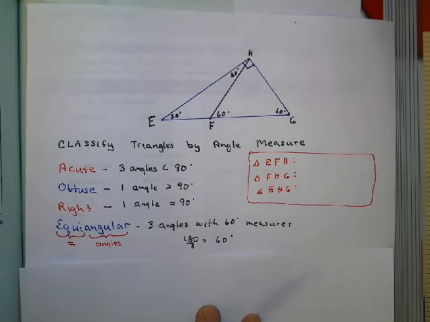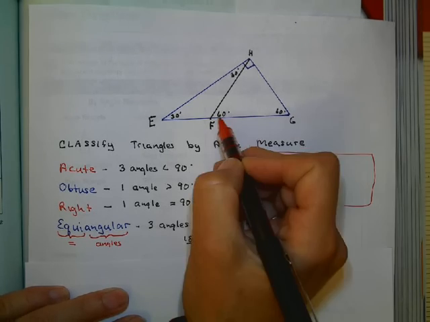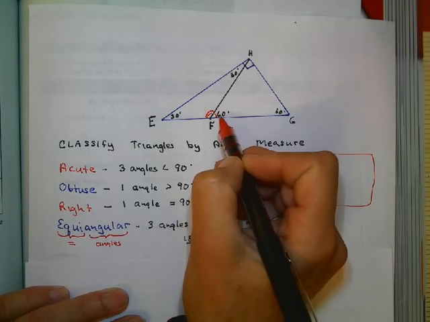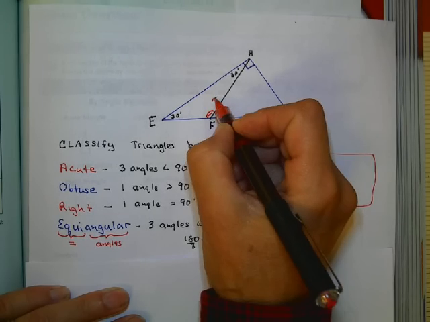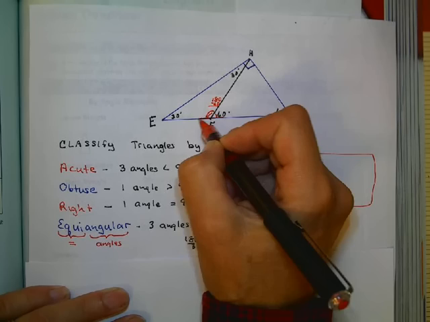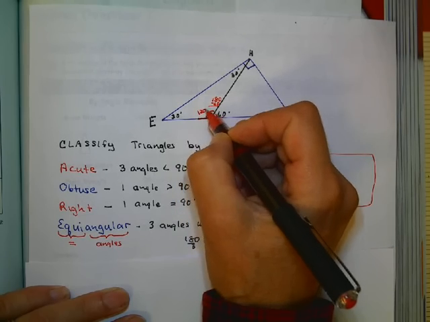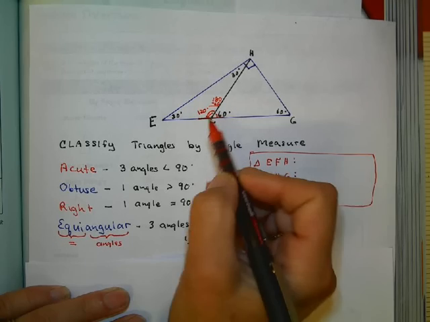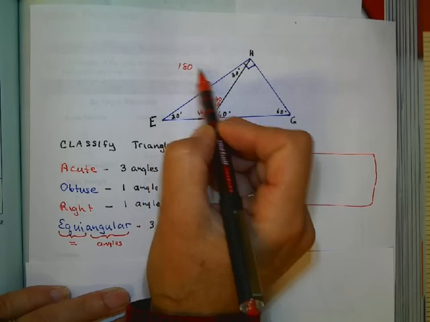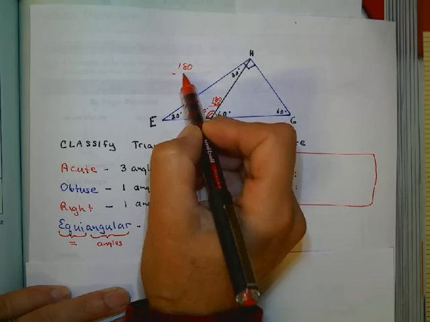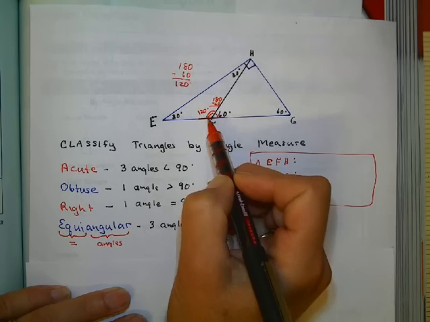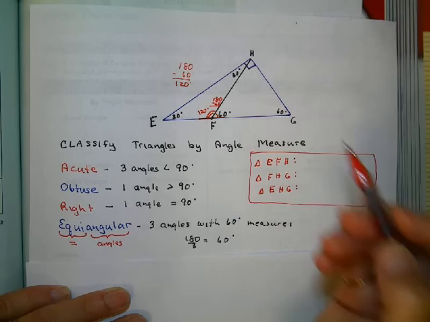I know these 2 angles form a linear pair. So I can take 180 minus 60, minus this 60 degrees on this straight line, and get 120 degrees for this angle. I also could have said 180 minus the sum of these 2 angles, 180 minus 30 plus 30 is 60. And that would have gotten me the same 120. So that's a 120 degree angle. So I know this triangle, EFH, has one angle greater than 90. It's obtuse.